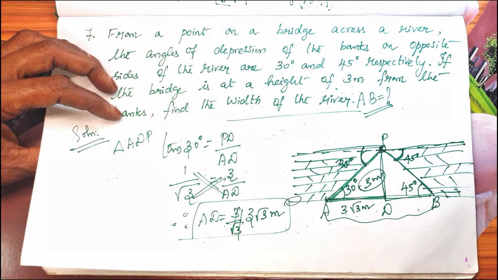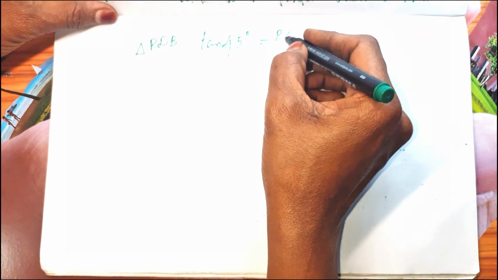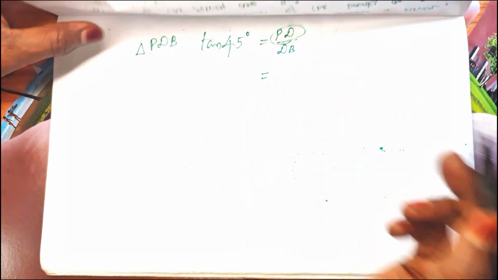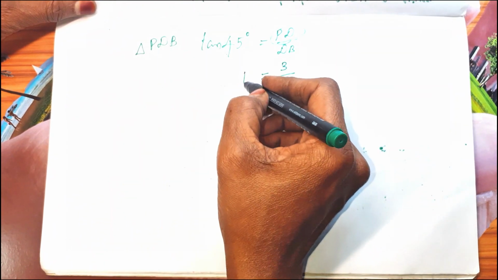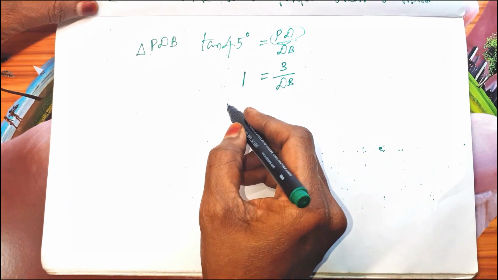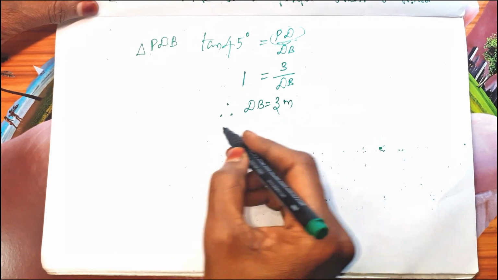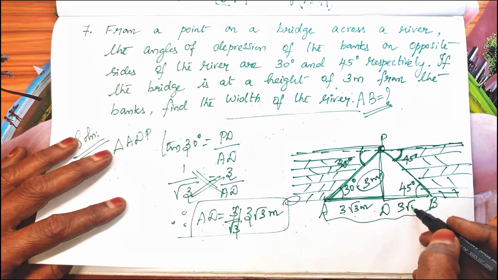Is it clear? So here PD by DB, already we know this is 3 meters, so 3 by DB, and tan 45 is 1. So we are getting DB is equal to 3 meters. So the DB value we got as 3 meters.